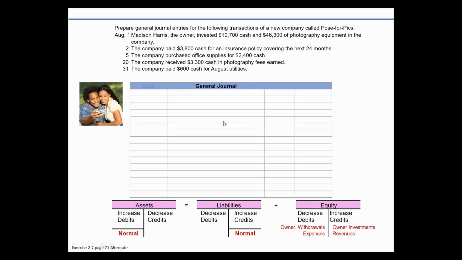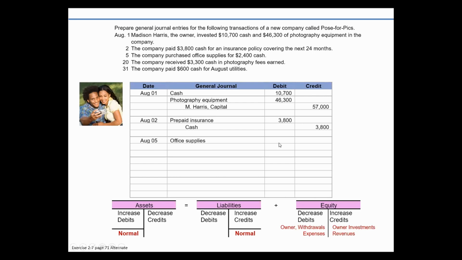We'll do this again just real quick, just because this is important, and this is where I know students have a lot of trouble. They get confused by it. So again, she's investing. This time she invested $10,700 in cash and $46,300 of photography equipment. So again, we would debit cash because we have to increase that, and also the photography equipment, and then capital. Okay, same thing here with the prepaid insurance, because we're increasing that because that's an asset, $3,800, and then we credit cash because we're paying out cash.